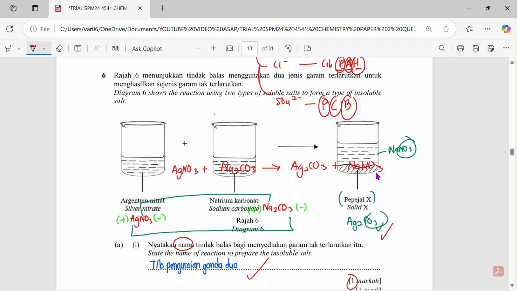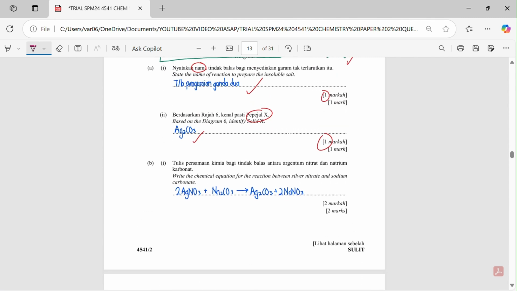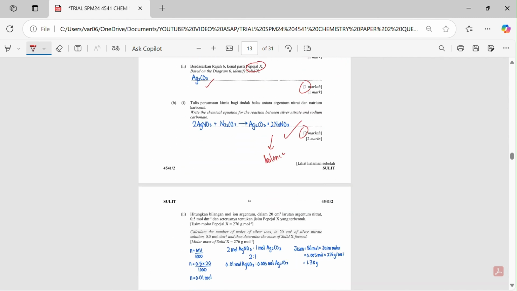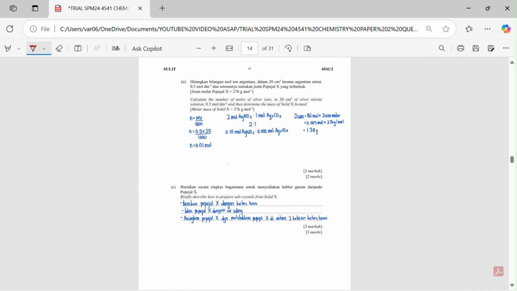Okay, it's not balanced. Here natrium, there's 2. Here to make it 2, add 2 in front here. Okay, wait, okay. And then argentum, here also there's 2, but here there's only 1. So add 2 in front here. I think the rest should be it. Okay. There you go. Easy 2 marks. Make sure you balance the chemical equation. Okay.